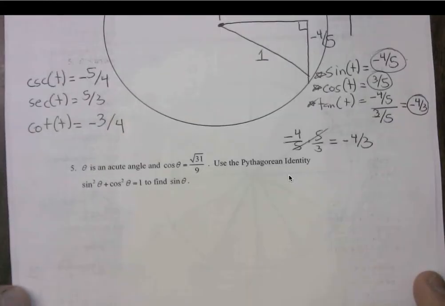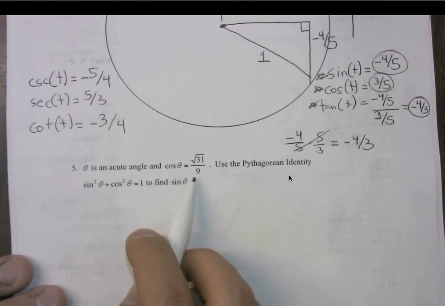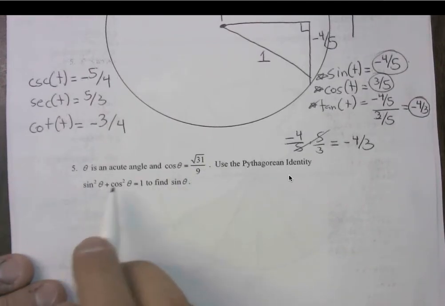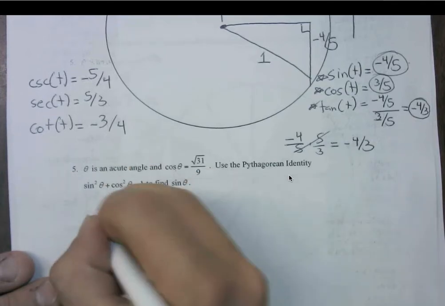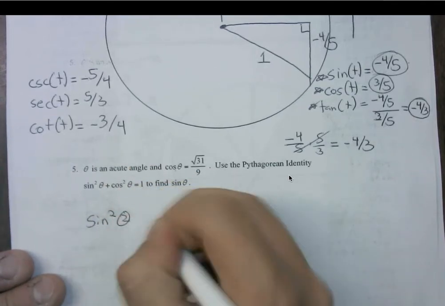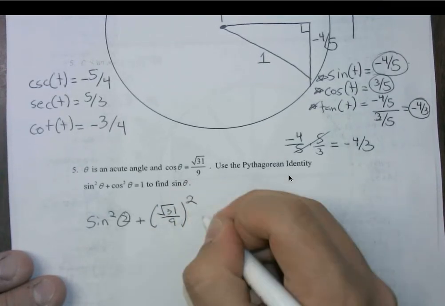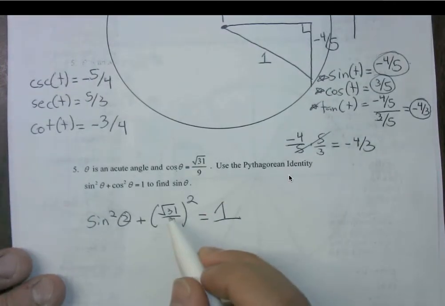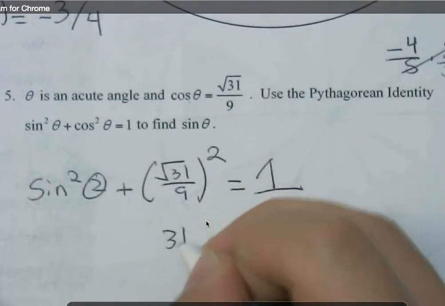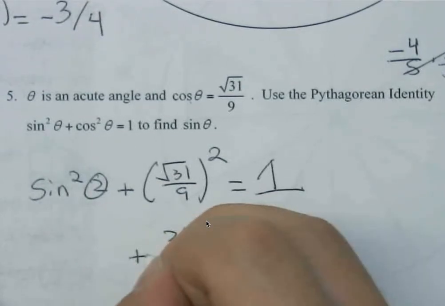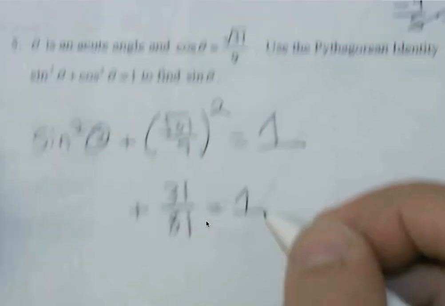We'll take this further using theta as an acute angle and cosine of theta as square root of 31 over 9. Use the Pythagorean identity sine squared plus cosine squared equals 1 to find sine of theta. Sure, we know cosine squared should be square root of 31 over 9 being squared. This should be equal to 1. Square root of 31 times square root of 31 is just 31. So this should be 31 over 9 squared, which is 81. 1 we should consider rewriting as 81 over 81.